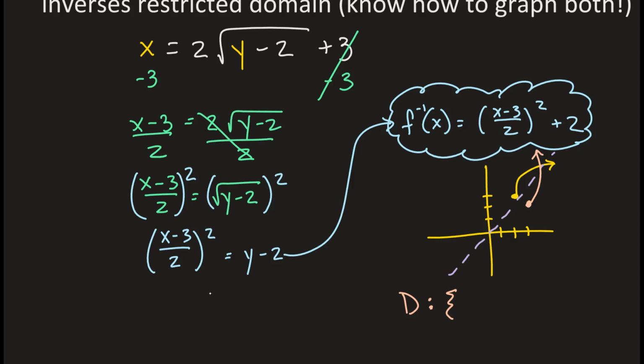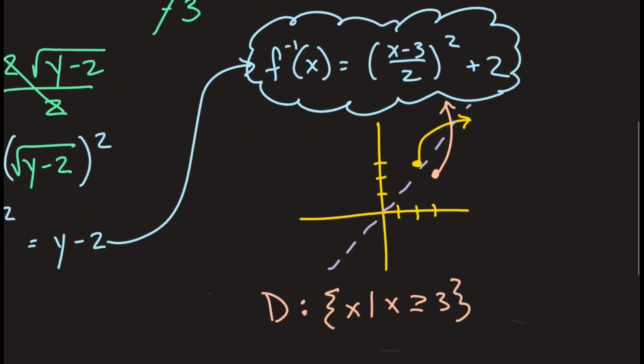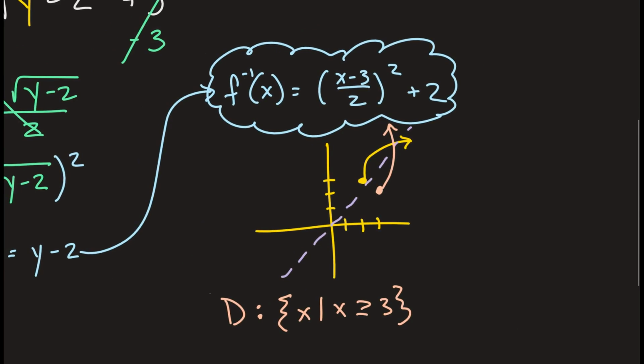What is the x value for our pink inverse line? So we want all the x values that are greater than or equal to 3. So that is our domain. Everything bigger than or equal to 3. Because this point right here is 3, 2. This point was 2, 3.